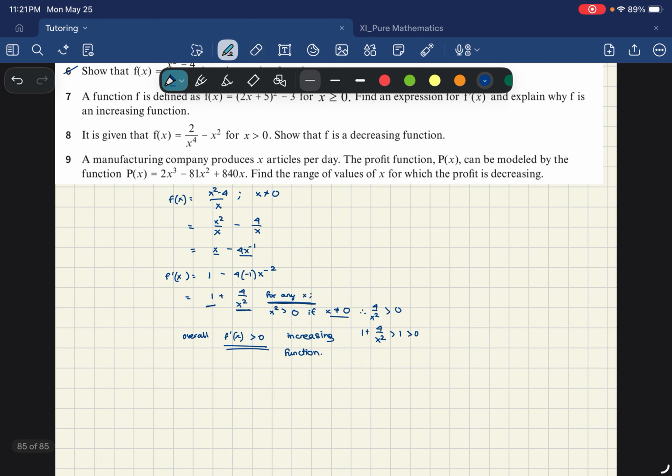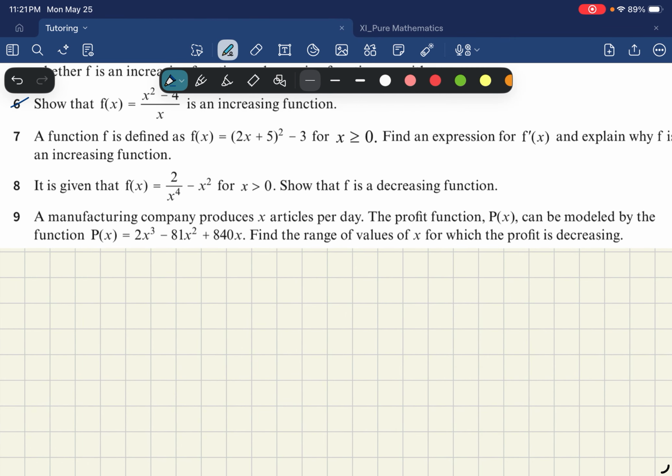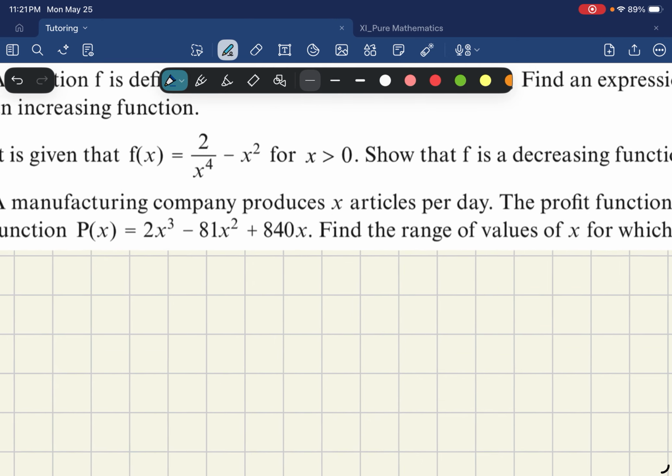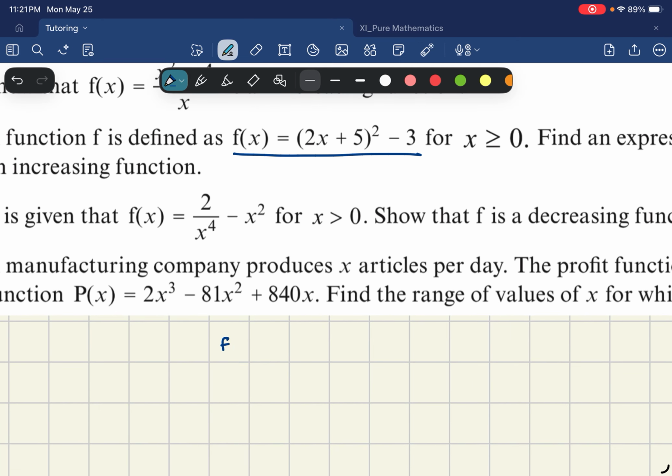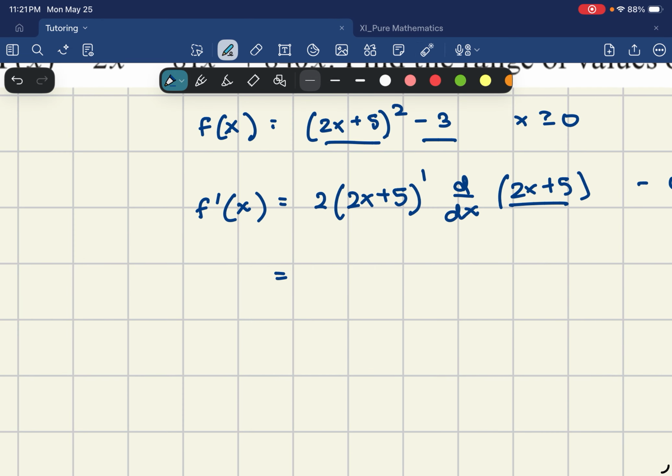Alright, so we are done with question 6. Question 7. We are given f of x and we need to explain why it is an increasing function. So basically you have 2x plus 5 squared minus 3 for x bigger than or equal to 0. Take f dash of x. For the first term, 2 comes to the front. You have 2x plus 5 to the power 1. But the inside is 2x, so you need to differentiate it again, and you get 2. The constant minus 3 differentiates to 0. So overall, you are going to get this expression.